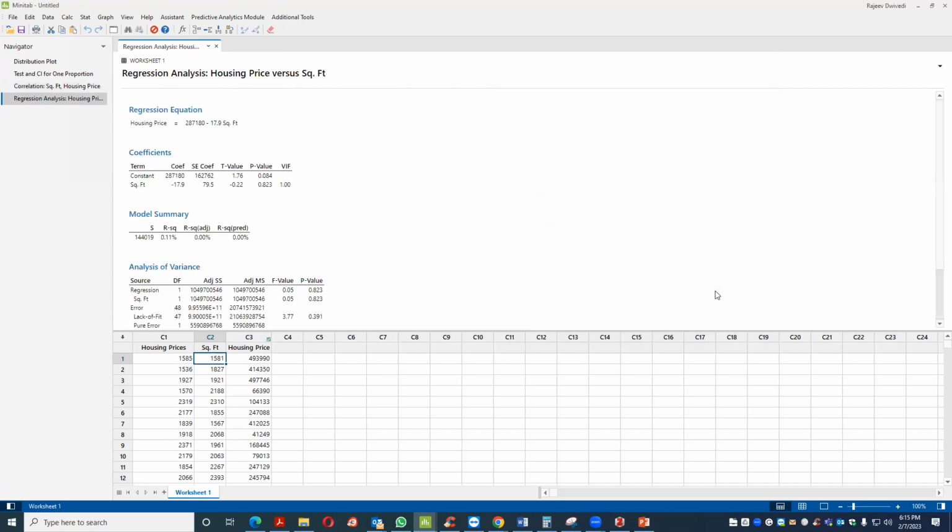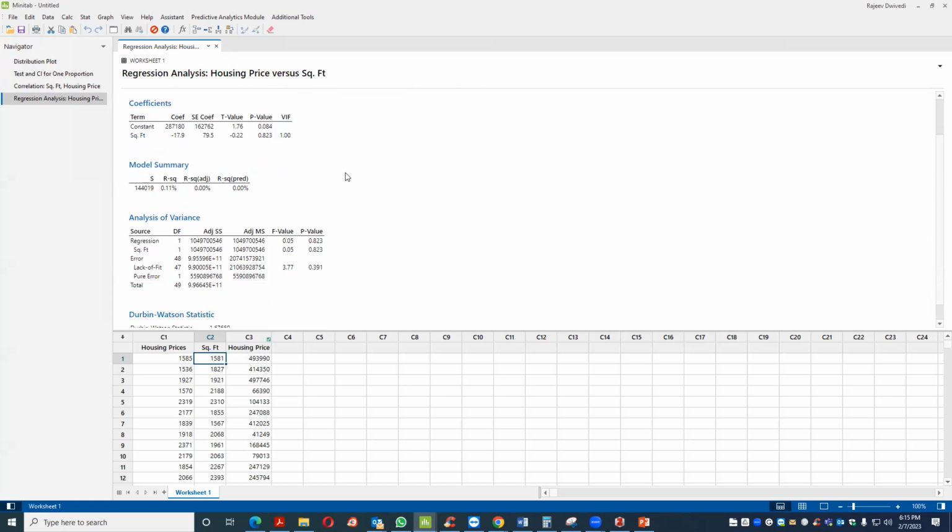Our purpose is to just check this. So here you can see house price equals 287,180 minus 17.9 times square feet. What is the meaning of this? This means even if you have 0 square feet of house, it will cost 287,000. Because you put 0 here, this term will be 0 and this will remain. So now look into this.